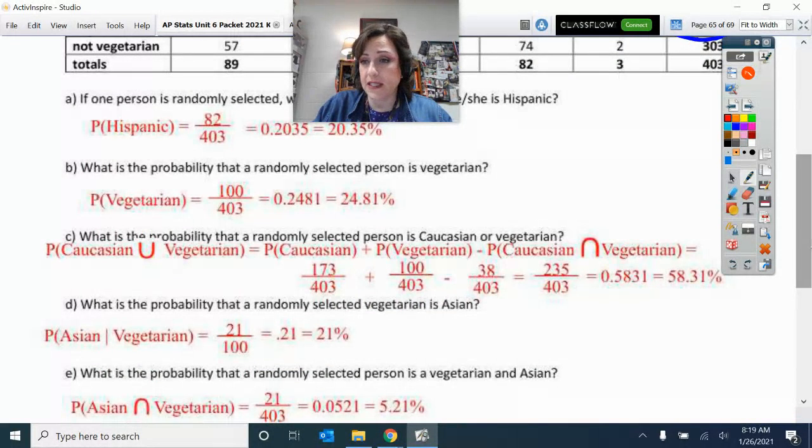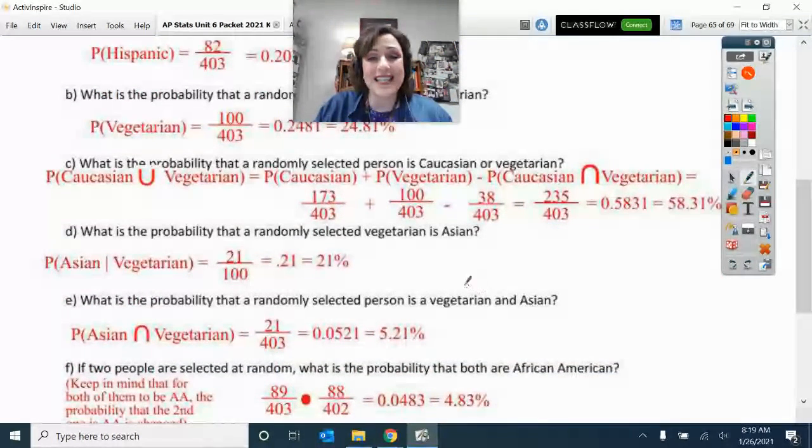What's the probability that a randomly selected vegetarian is Asian? So that's out of the 100 vegetarians, which proportion of those are Asians? What's the probability that a randomly selected person, so this is out of all randomly selected persons of 403, is the intersection of vegetarian and Asian? So that's the overlap out of everybody.